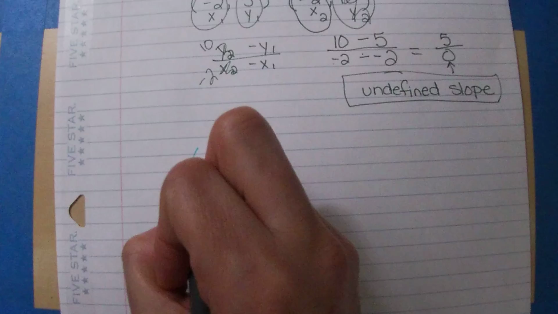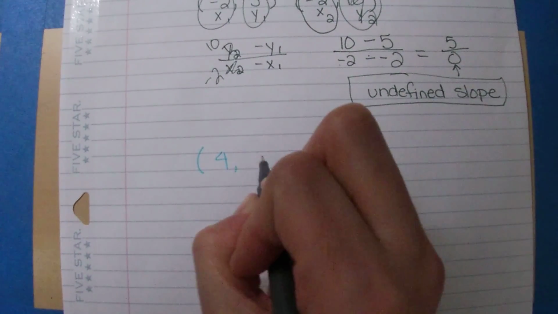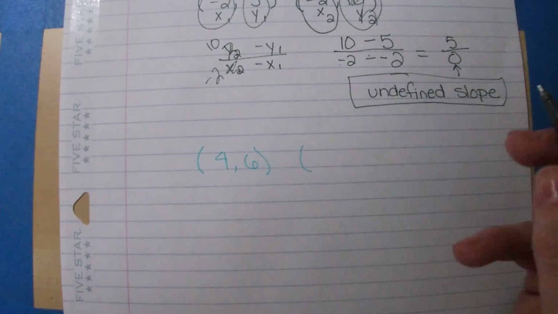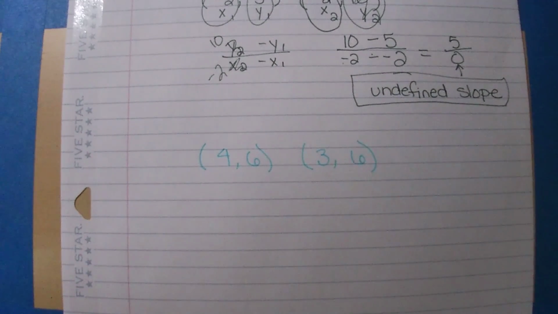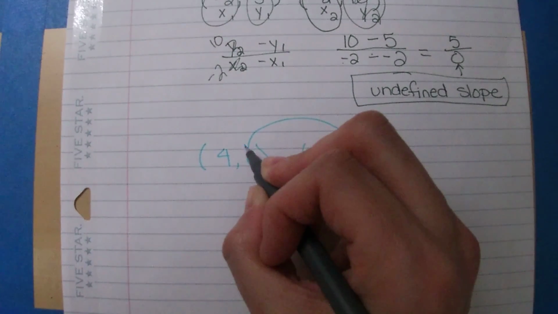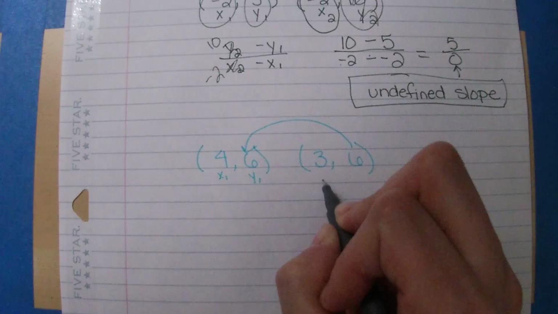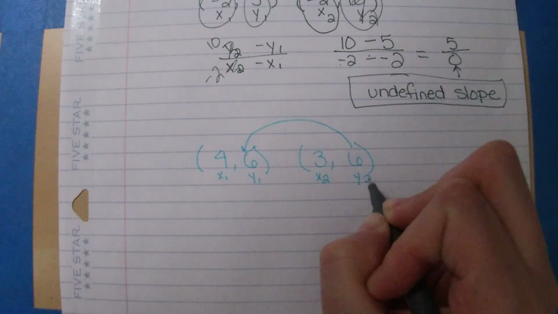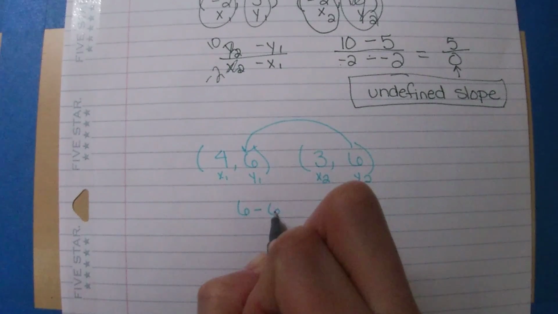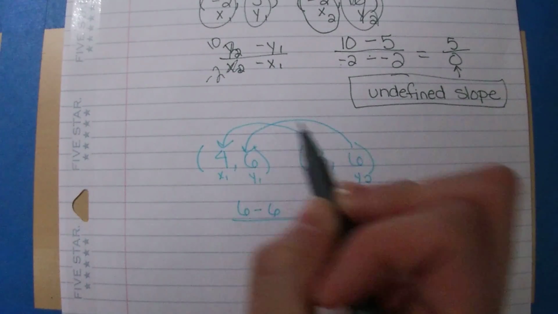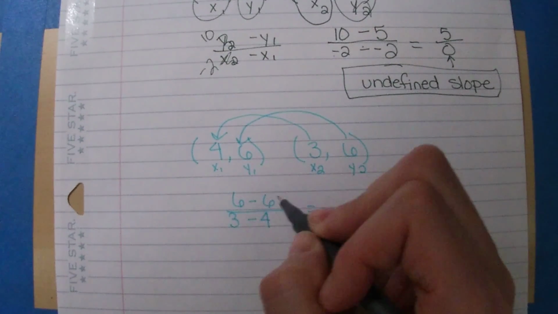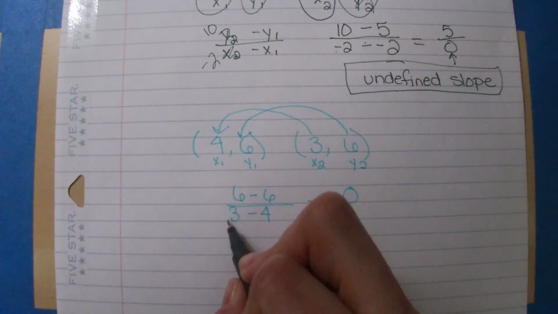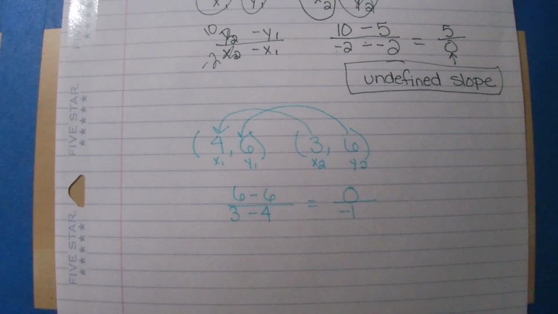Now, let's say we wanted 4 comma 6 and 3 comma 6. So we're going to find the slope there. Okay, so again, we're going to do our y2 minus our y1 over our x2 minus our x1. So 6 minus 6 is 0. And 3 minus 4 is -1.